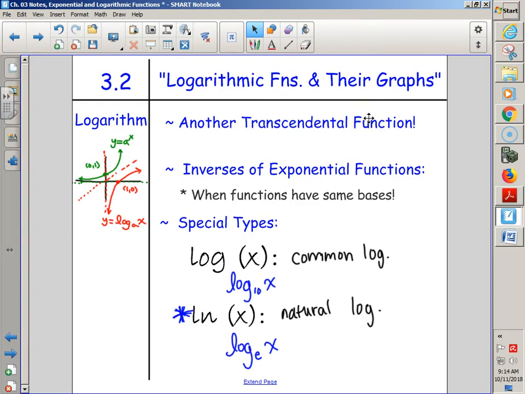Does anybody know why log base 10 would be called a common log? Why do you think that's common? It's not really common in tons and tons of science and math examples and applications. What's so common about it?